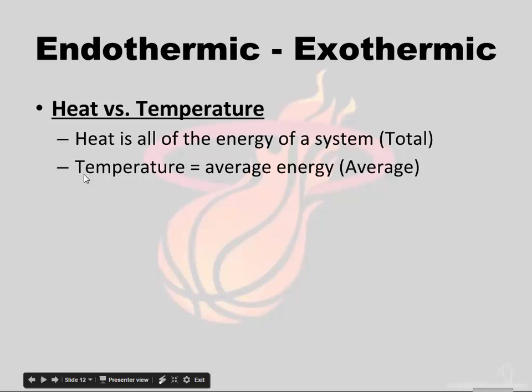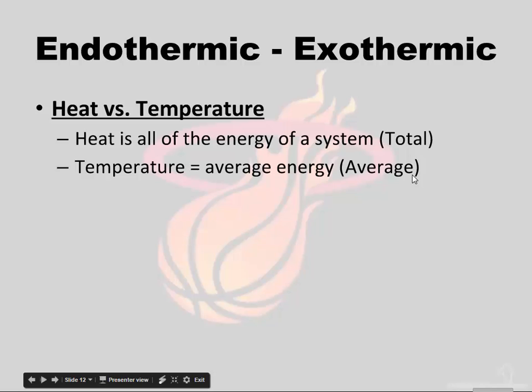Temperature, though, is just telling you the average energy that these molecules possess. So on average, they have a temperature of 25 degrees Celsius. So heat is the total amount of energy if we add up all the energy from all of us, and the temperature is the average.